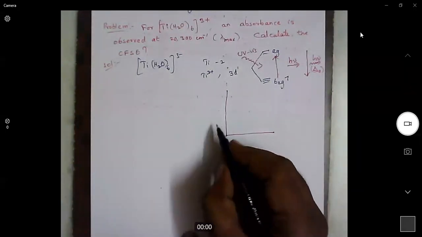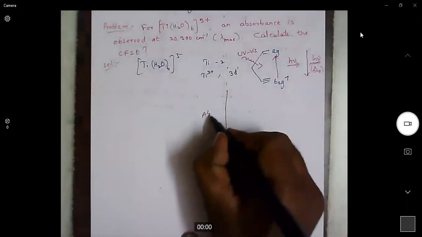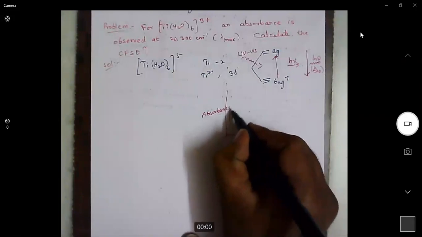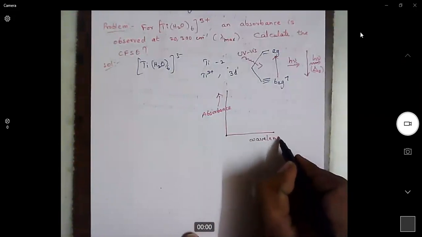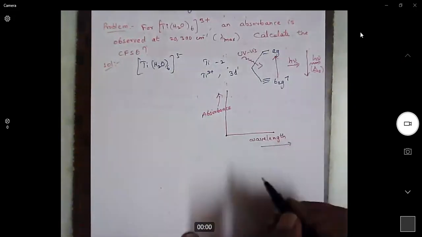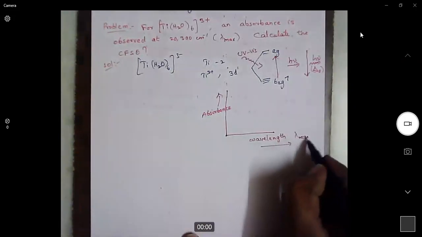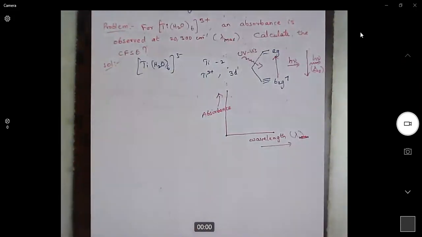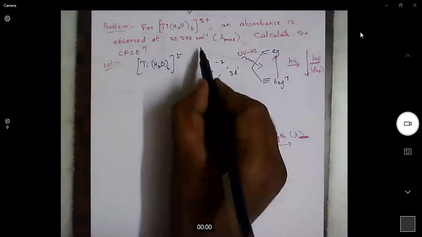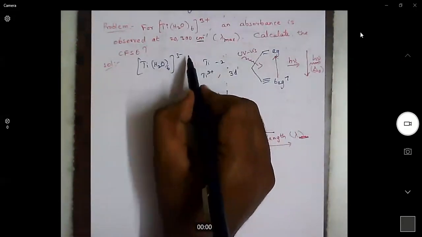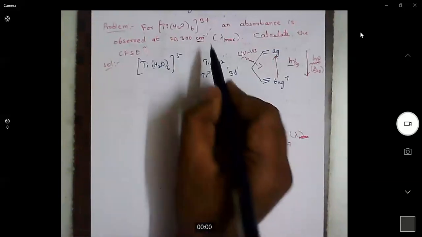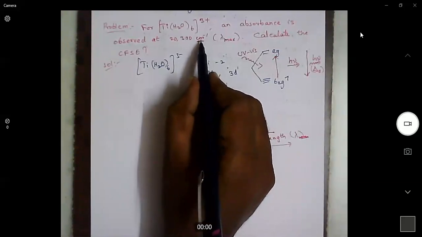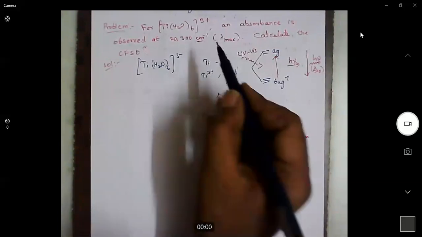So the UV visible spectroscopy is represented as absorbance on the y-axis and wavelength, lambda, on the x-axis, but we can also represent them in wave number. Here you need to identify the units. If it is wavelength, it will be given in nanometers, but you see here it is given in centimeter inverse. That means this is the wave number, it is not the wavelength.